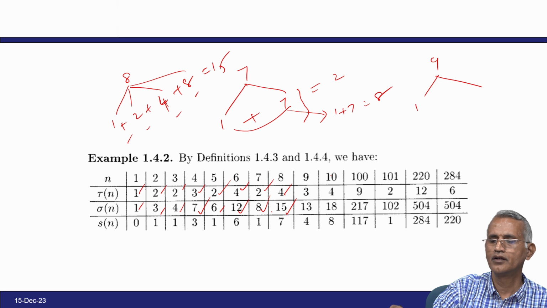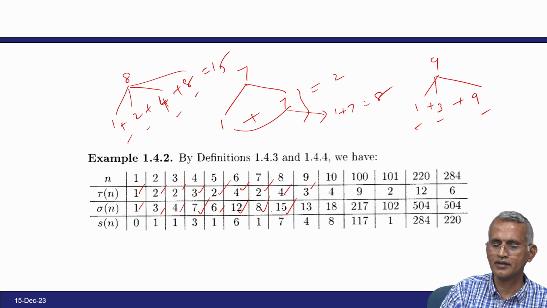Similarly, for 9 you have 1, 3 and then 9, totally 3 divisors: 1, 2, 3. So, 3. What is the sum? 1 plus 3 is 4, 4 plus 9 is 13. So, 13.